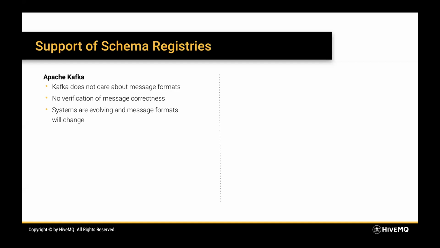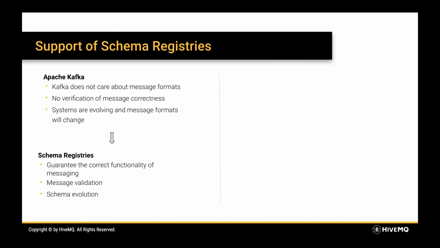seamlessly together. But the truth is, systems are evolving, and message formats will change. And changed message formats will lead to interrupted data flows. And if no data can flow, then you will get really into trouble. So therefore, we have schema registries. Schema registries guarantee the correct functionality of the messaging. That means if I want to send a message via Kafka, then I have to make sure that the message is in the specific schema, in the specific format. And with the schema registry, I can ensure that the schema is really met.